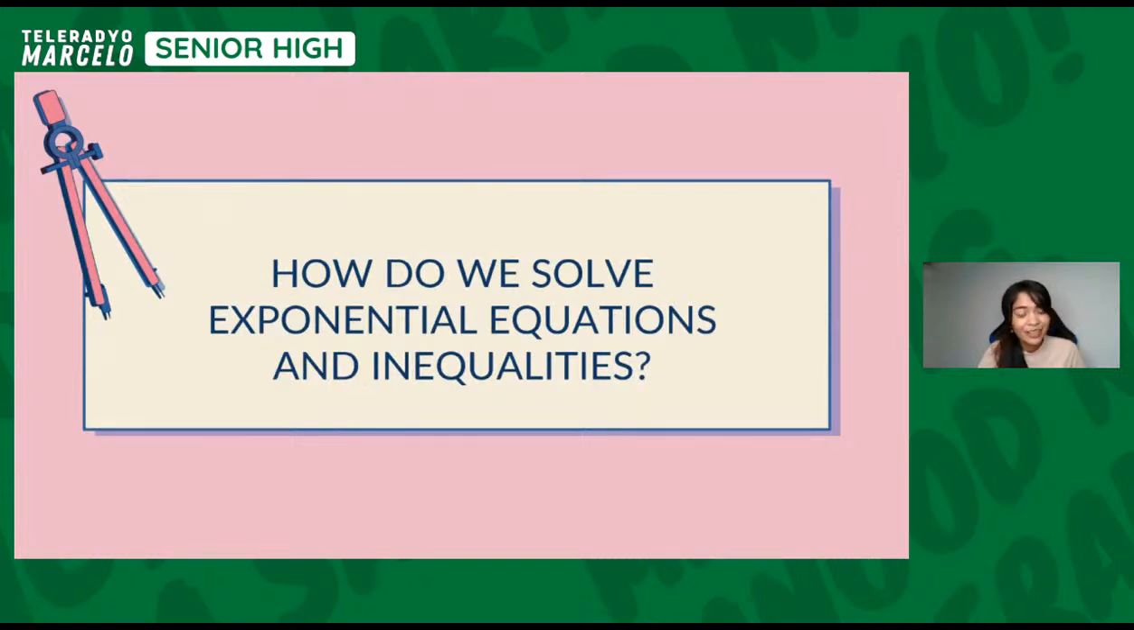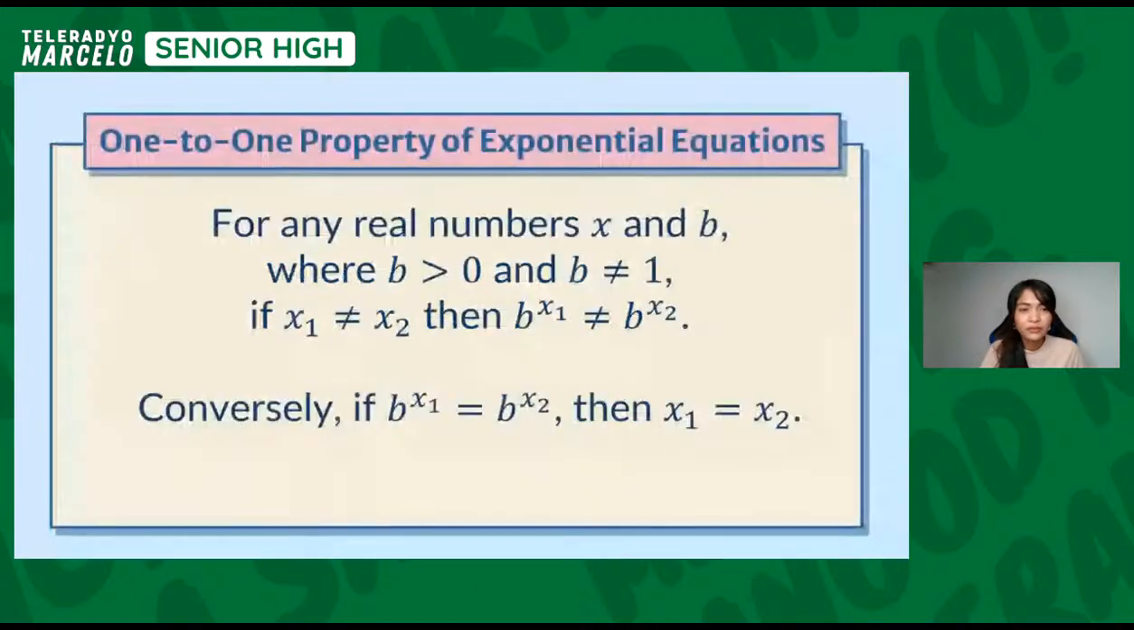First, we will equip ourselves with the knowledge of its properties. So, we have this one-to-one property of exponential equations, which states that for any real number x and b, where b is greater than 0 and b is not equal to 1, if x sub 1 is not equal to x sub 2, then b raised to x sub 1 is also not equal to b raised to x sub 2. So conversely, if b raised to x sub 1 is equal to b raised to x sub 2, then x sub 1 is equal to x sub 2.